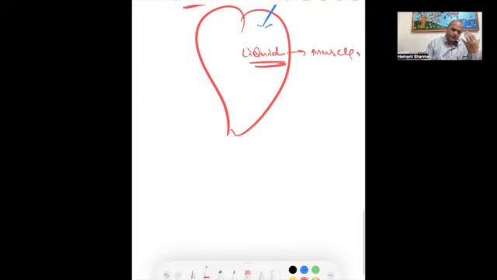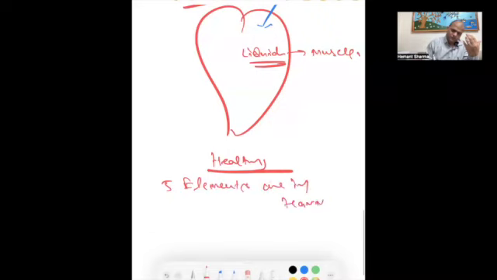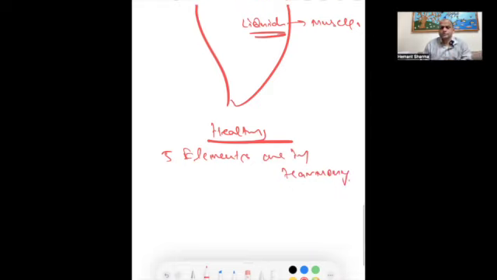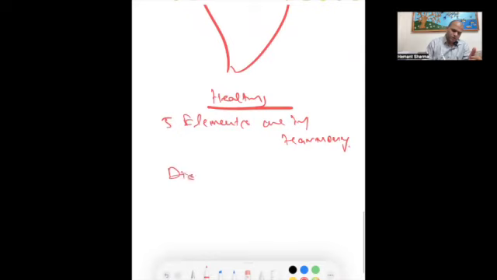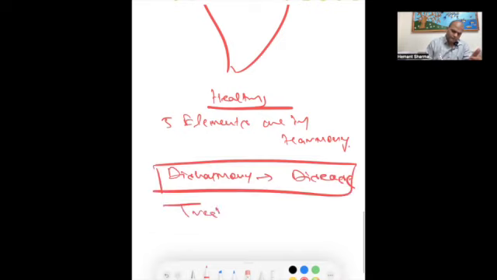So we are very healthy if our five elements are in harmony. But as soon as this harmony gets disturbed, as soon as we are going into disharmony, that is called disease. So what is the meaning of treatment? The meaning of treatment is bringing harmony in the five elements.